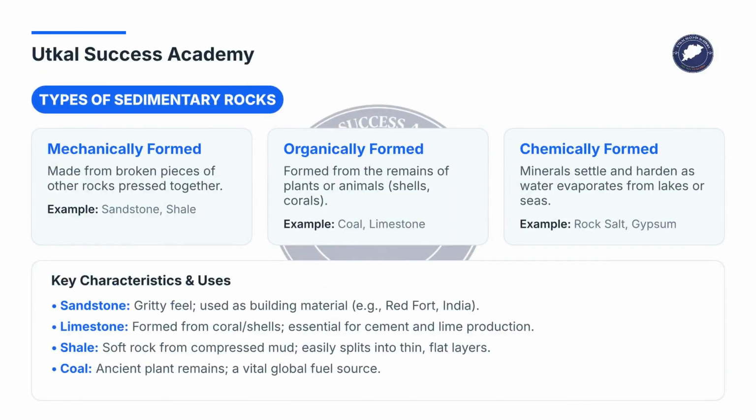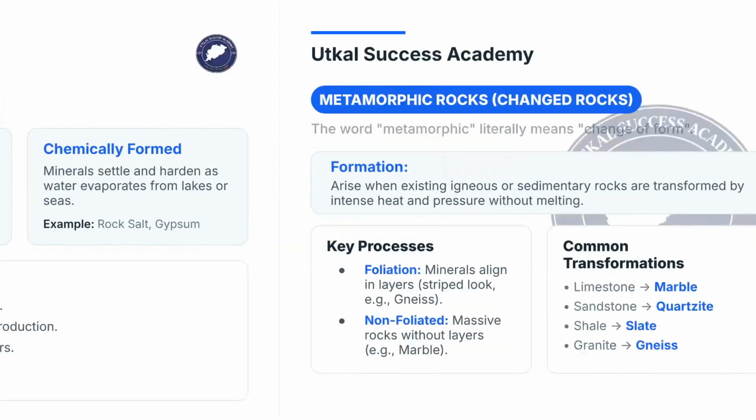Sedimentary rocks are categorized into mechanically, organically, and chemically formed types. Key characteristics and uses include sandstone for building, limestone for cement, and coal as a fuel source.